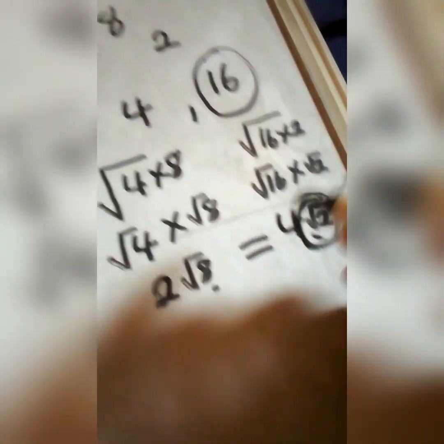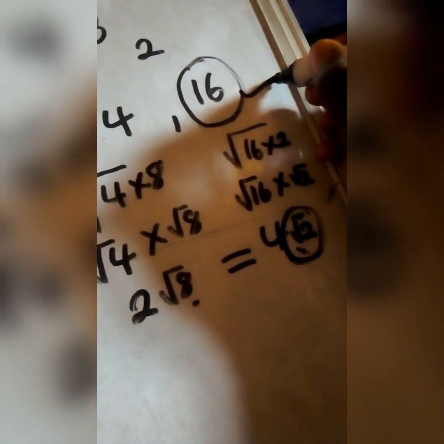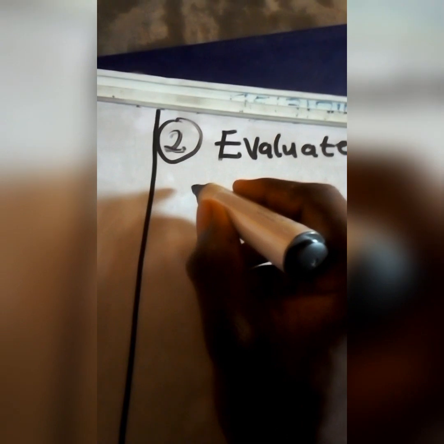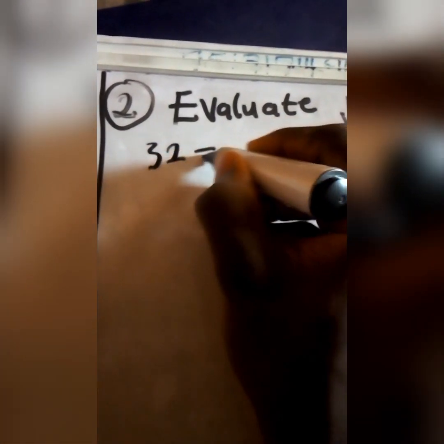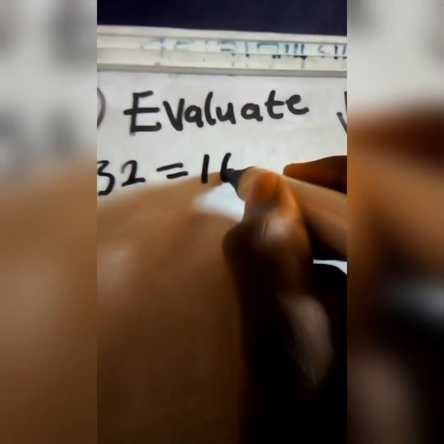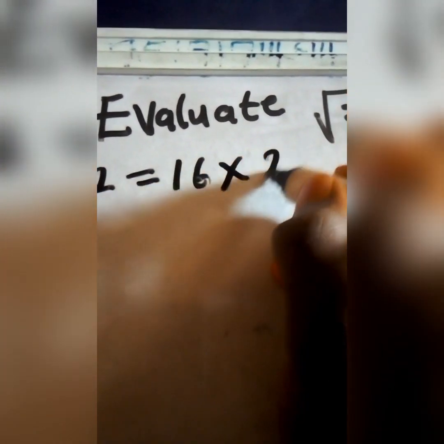So with that, now we'll go with 16. Instead of writing root 32, we'll now write what? 4 root 2. Let me write it here. That 32 is equal to 16 multiplied by 2.